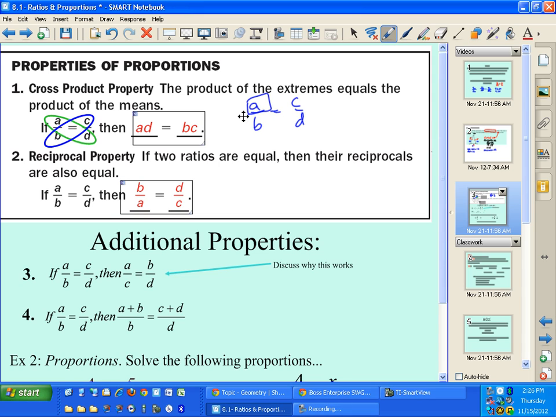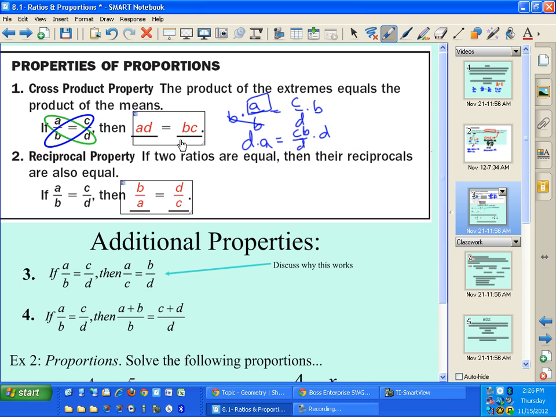Well, I'm dividing by B, so I would multiply both sides by B. Well, that would cancel out the B's on this side, and I'd be left with A equals BC over D. Well, then how do I get rid of the division? Well, I would multiply by D on both sides, which then gives me that AD equals BC, which is our property that we're dealing with.